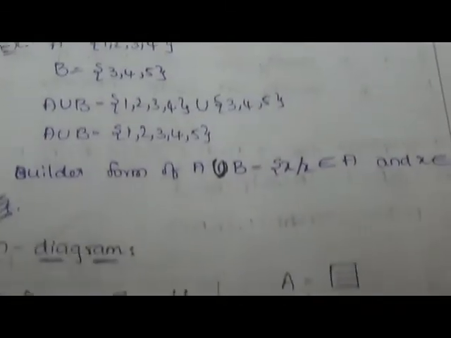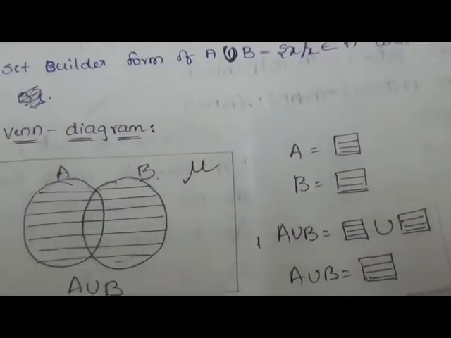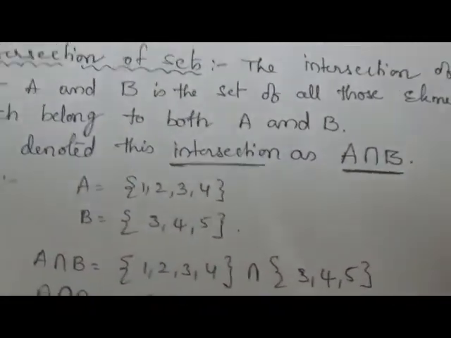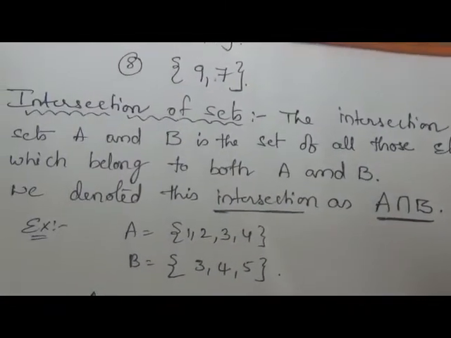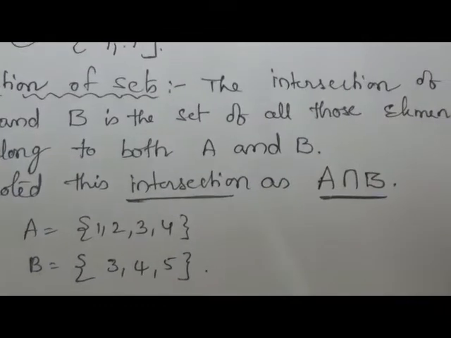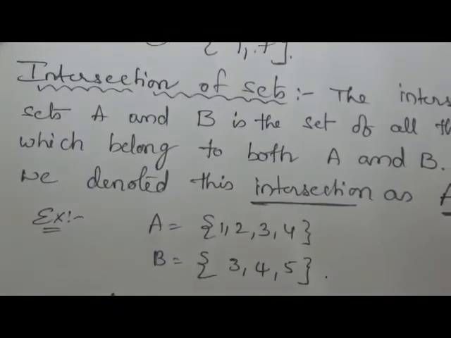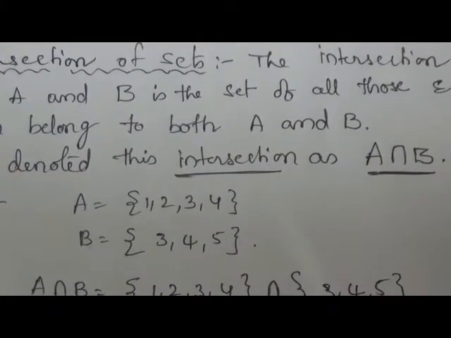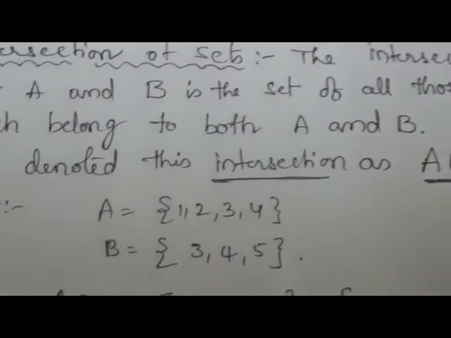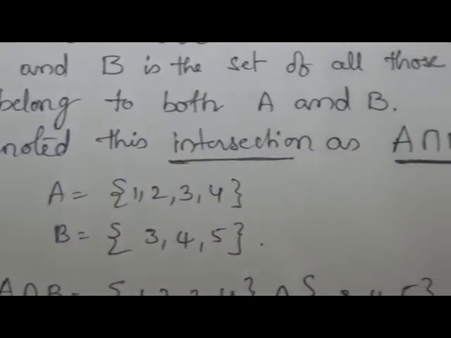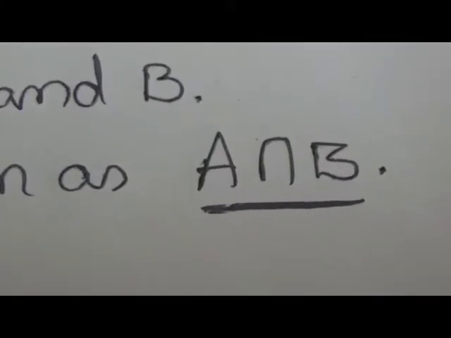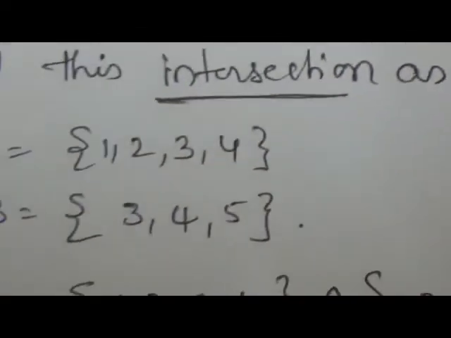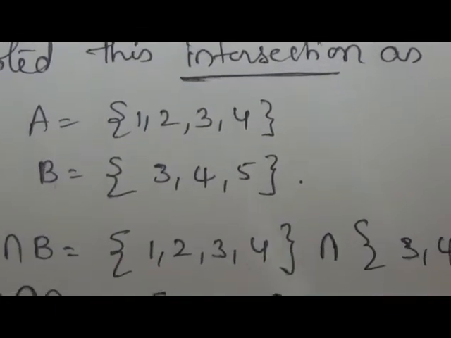Next, after this union of sets, we have the next topic, that is intersection of sets. So look here, intersection of sets. The intersection of two sets A and B is a set of all those elements which belong to both A and B. We denote this intersection like this: A intersection B. So A is equal to 1, 2, 3, 4. B is equal to 3, 4, 5.